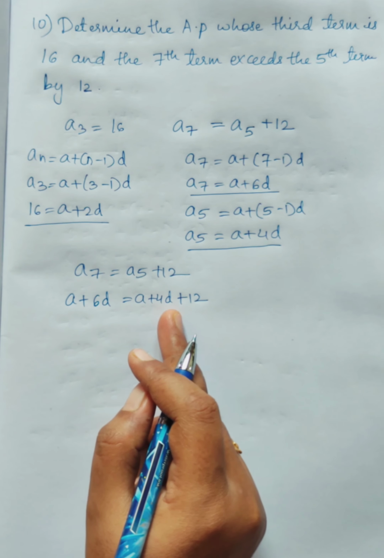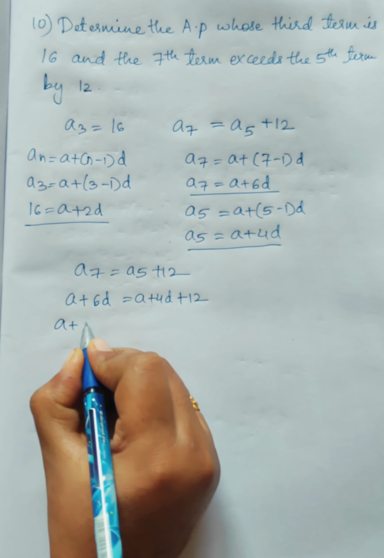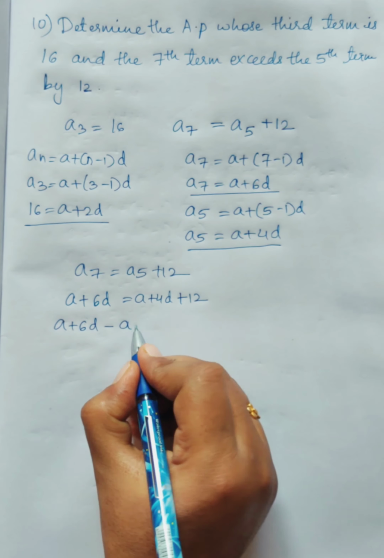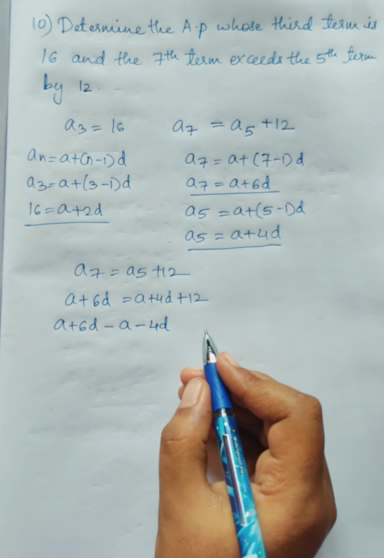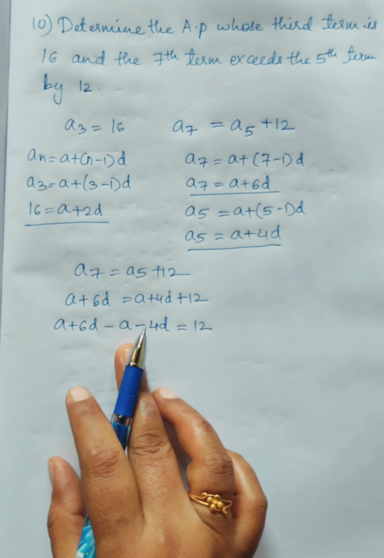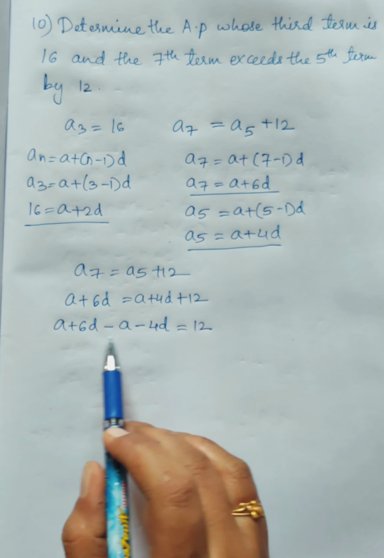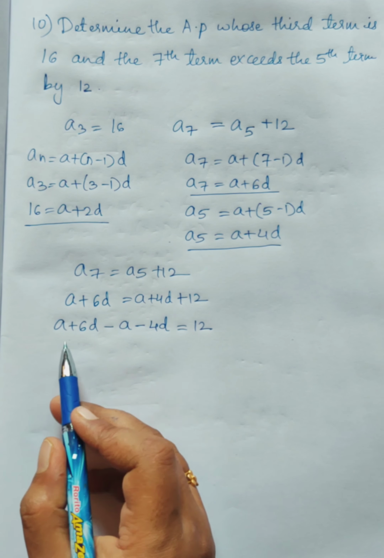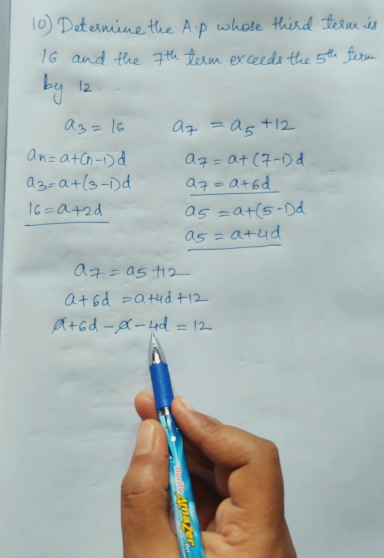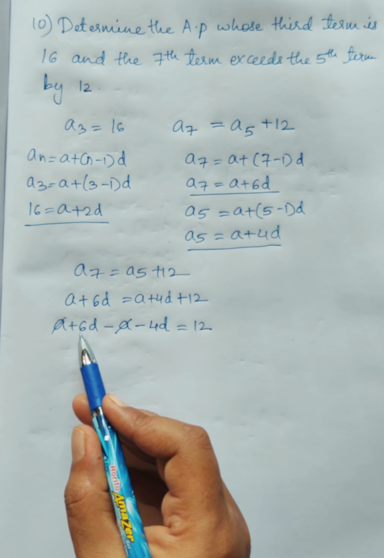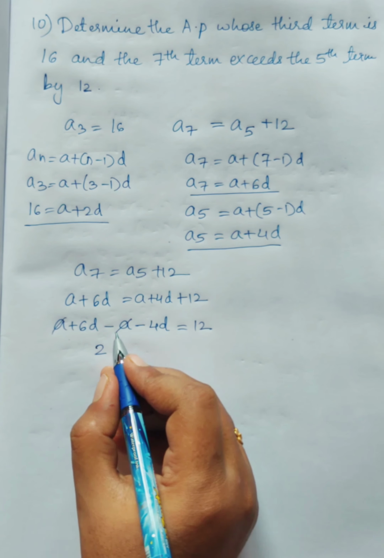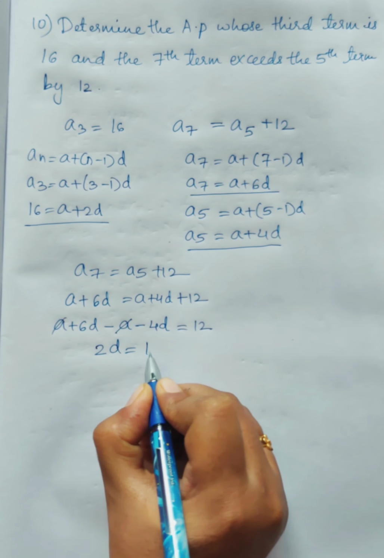All these terms you shift here. So A plus 6D, here it is positive, it will become negative A. Here it is positive, it will become negative 4D, which is equal to 12. Why am I doing this? Because I can simplify these terms now. I can add or subtract. So here it is plus A minus A, these both will get cancelled. Plus 6D minus 4D. From 6 remove 4, how much are you going to get? 2D. 2D is equal to 12.